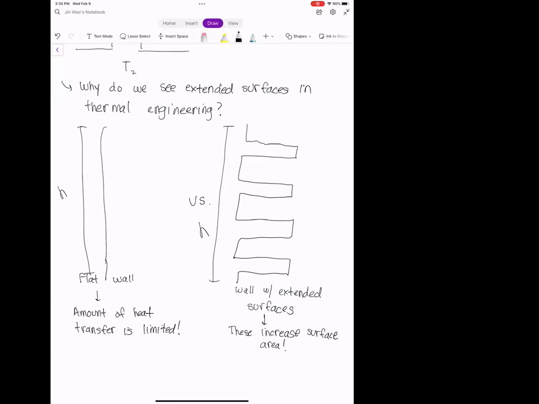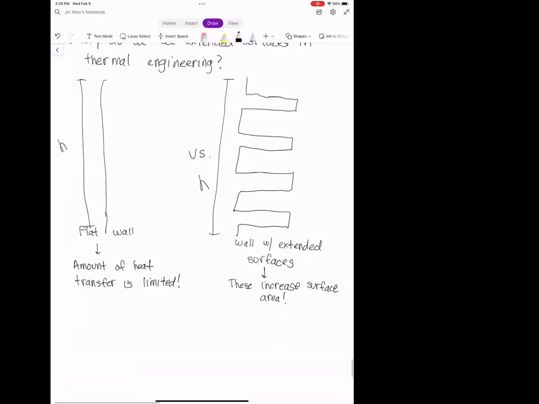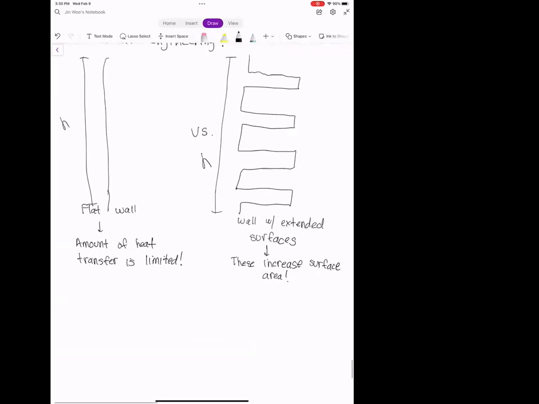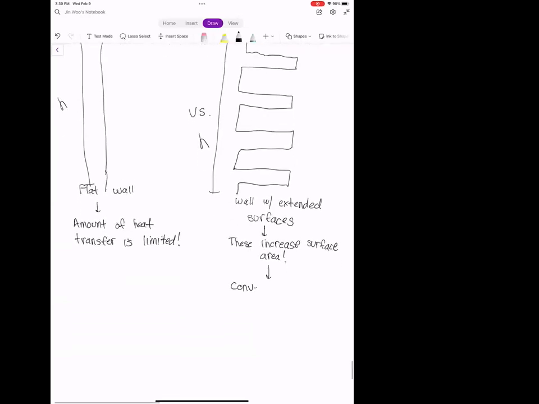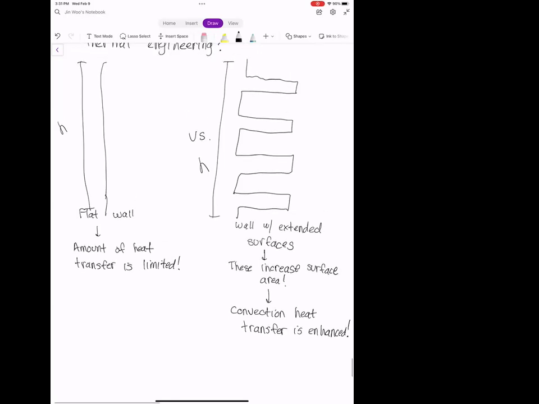And what did we talk about regarding surface area at the beginning of class today? The more surface area that you have on your solid, the more convection heat transfer can occur. So the more surface area you have, basically it's going to enhance convection heat transfer. And if you have a fluid that's flowing past this surface, then having these fins or these extended surfaces is going to enhance the amount of heat that gets transferred from the solid to the fluid.